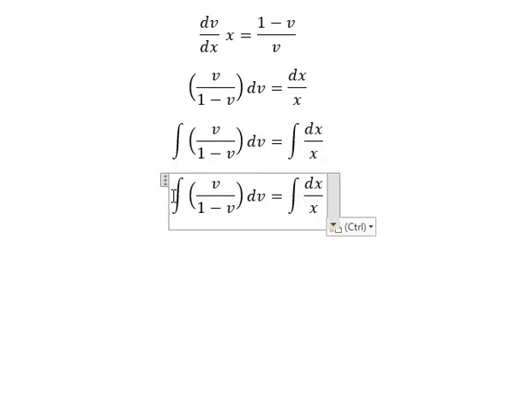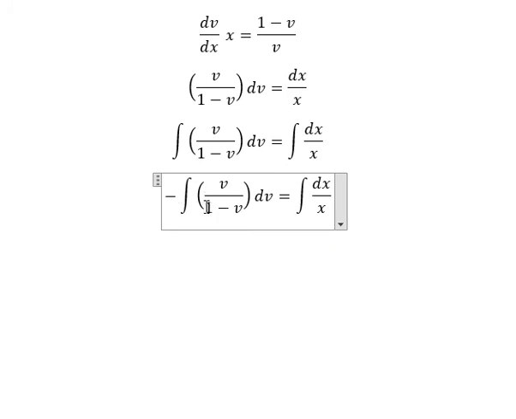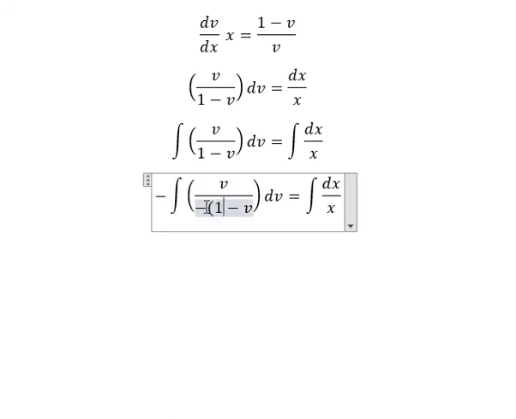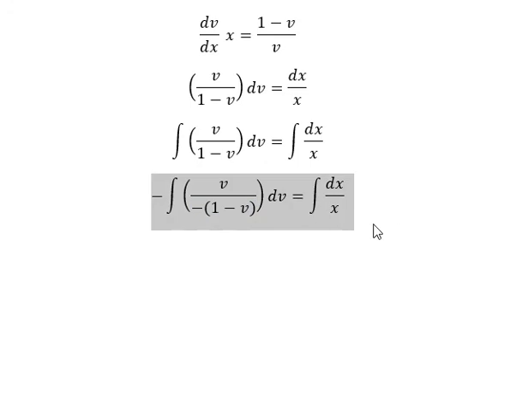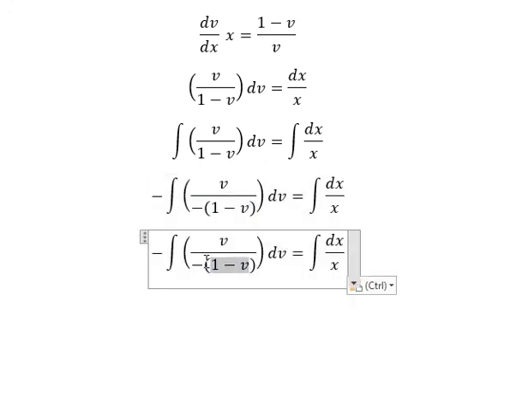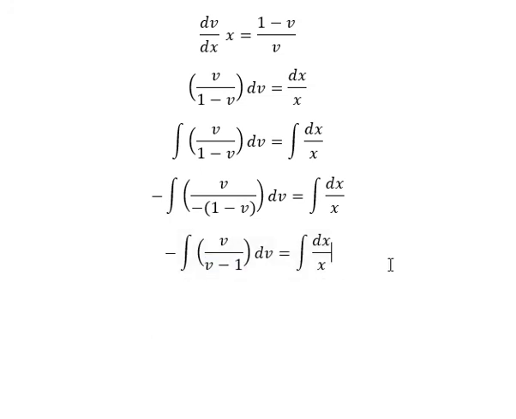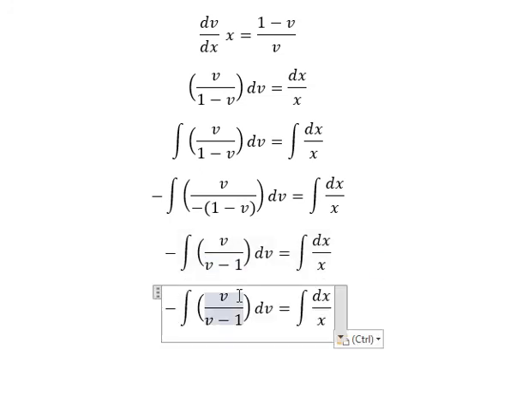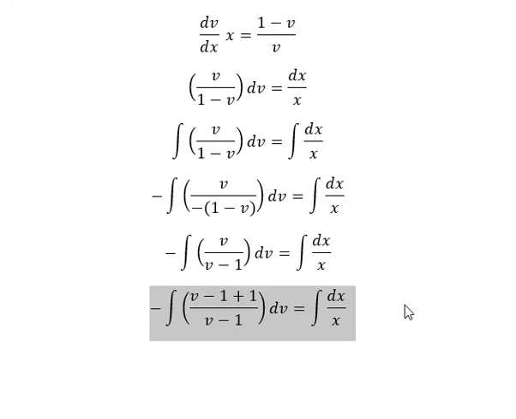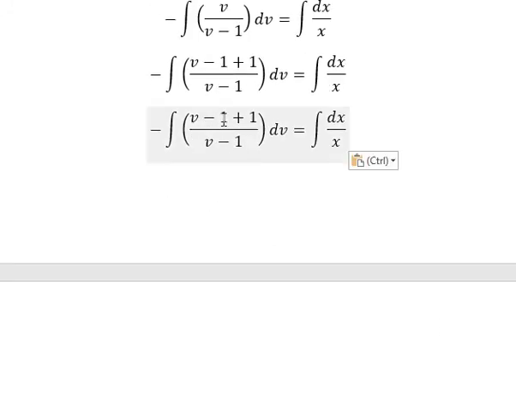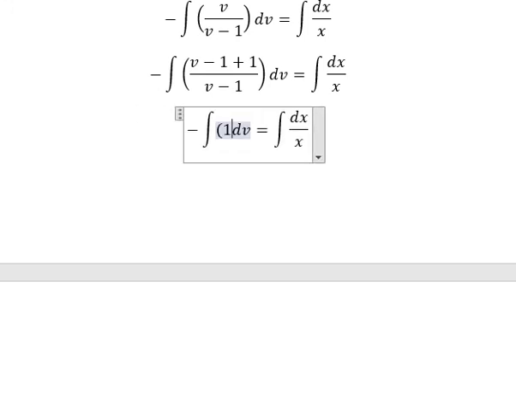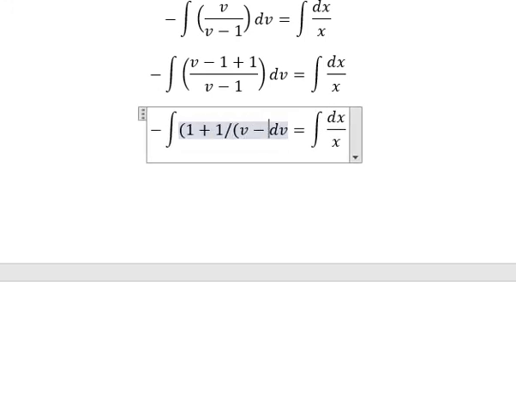So I will put the negative on numerator and denominator. So for this one we have v minus 1. So I need to put negative number 1 in here. Later we need to add back positive number 1. V minus 1 divided by v minus 1, you get number 1. So we have 1 over v minus 1.